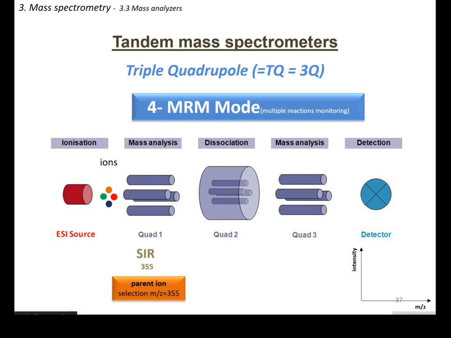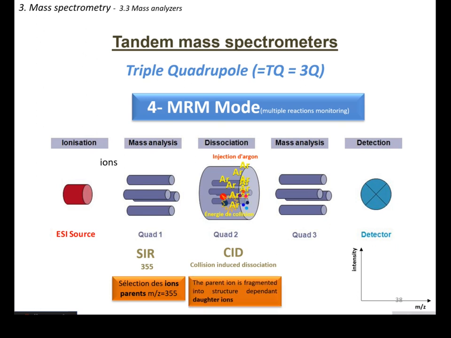which is a fragment of this parent ion. So in this case, imagine you select the 355, but problem, you have two molecules which are different but have the same nominal mass, 355. You break them in the second quad. They will give their own daughter ion that might be different because they don't have the same developed structures, okay? And then the third quad will also be filtering one particular daughter, a daughter that is specific to the molecule you want to analyze.